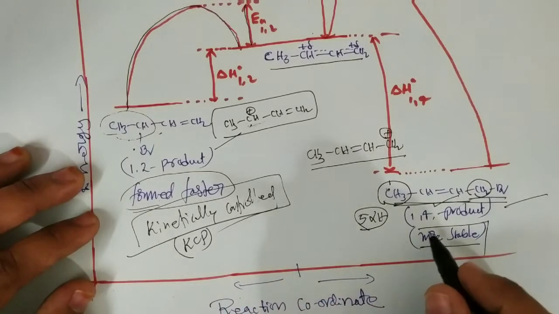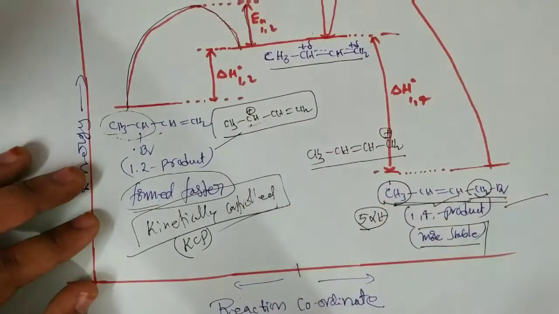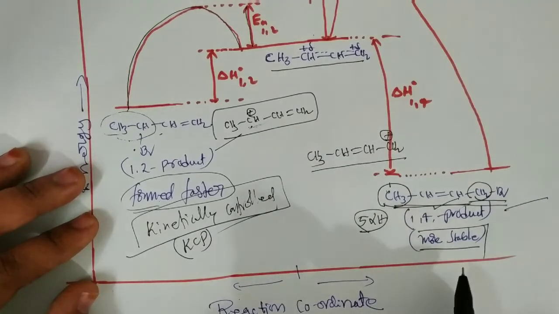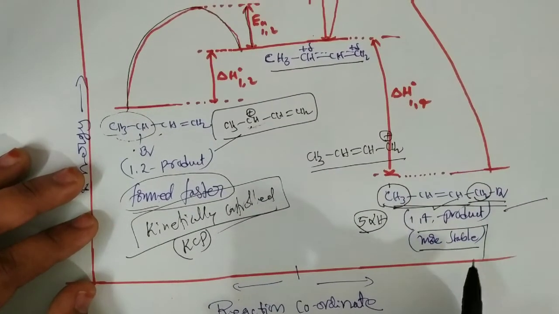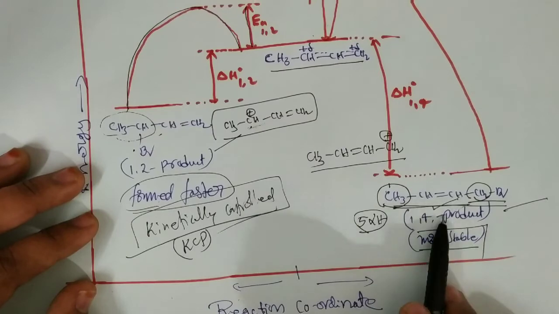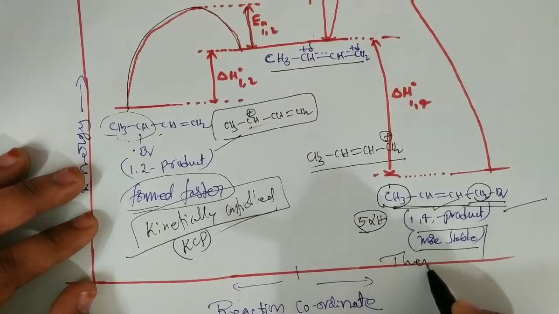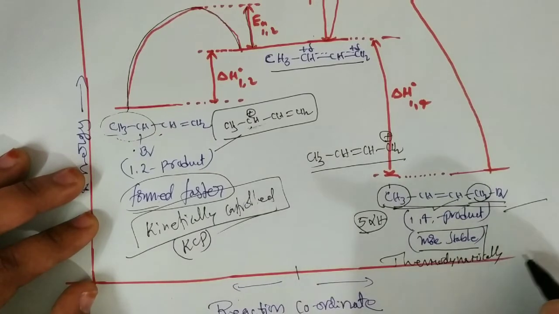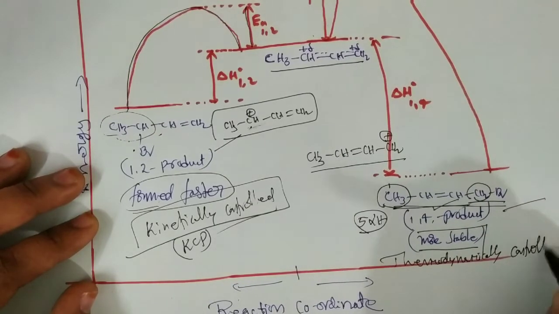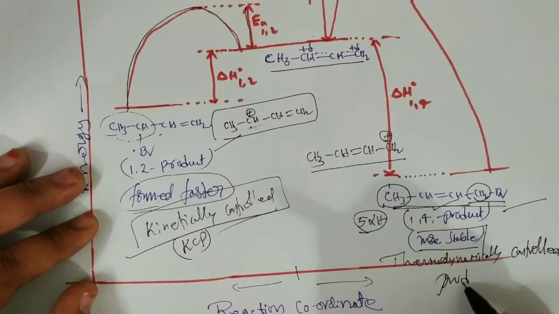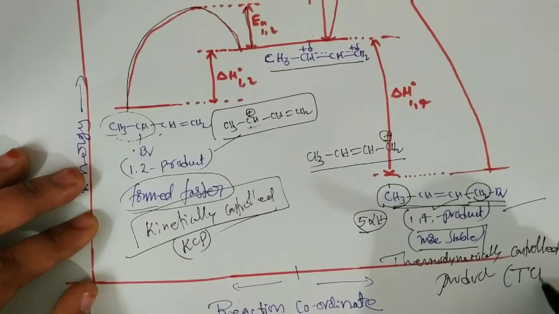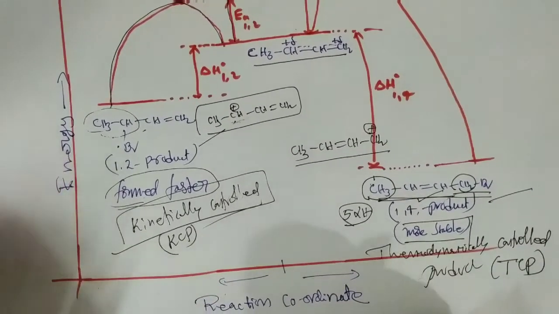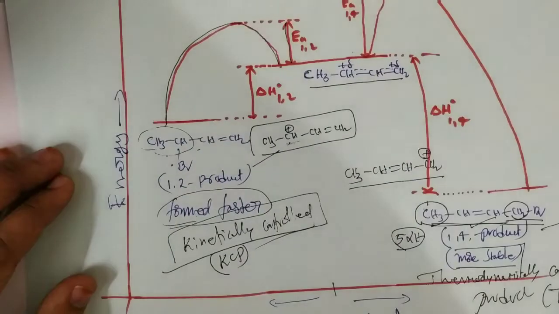Okay, so next in this case, this is irreversible, this is a slowly formed product, so here it can be reversible. That means here it is a thermodynamically controlled product. Okay, so with increasing temperature its product formation increases, so it is a thermodynamically controlled product. That means TCP. Okay, this product is the TCP product.